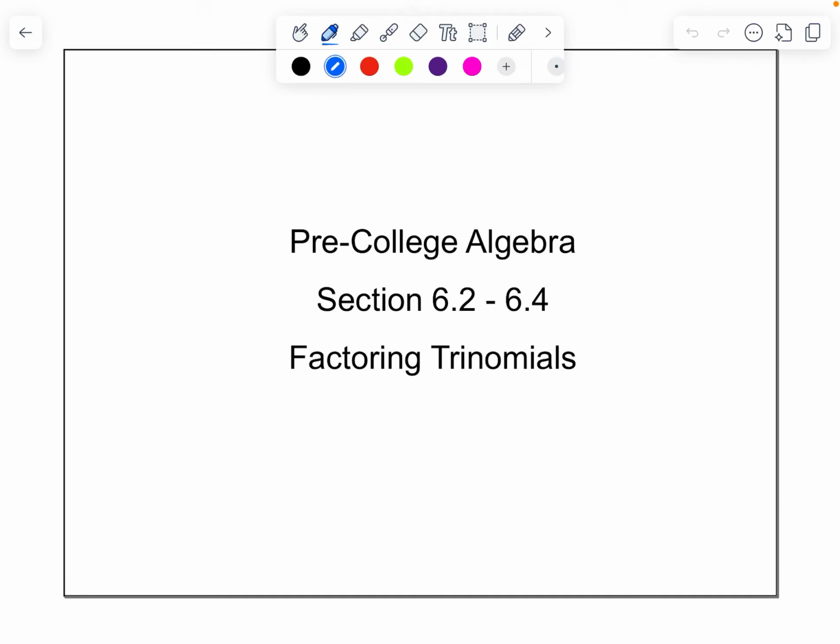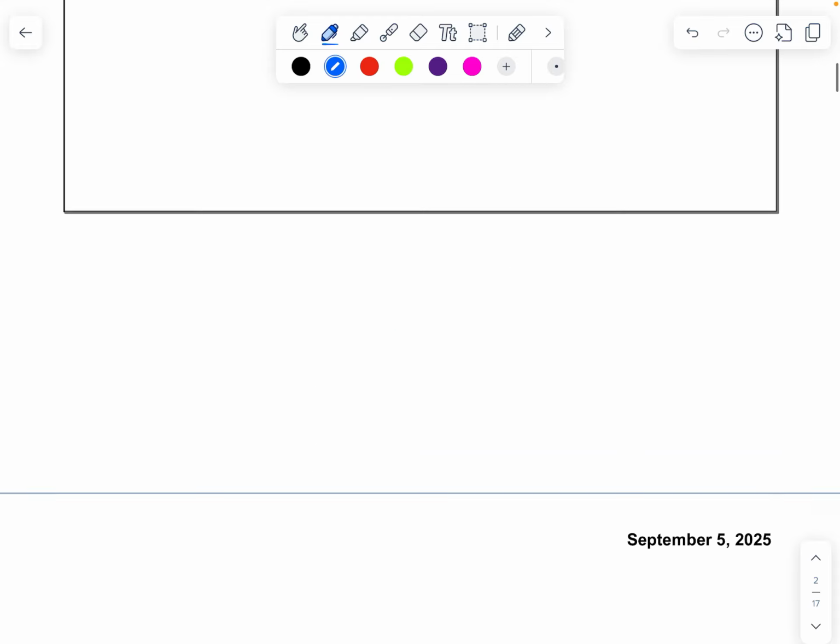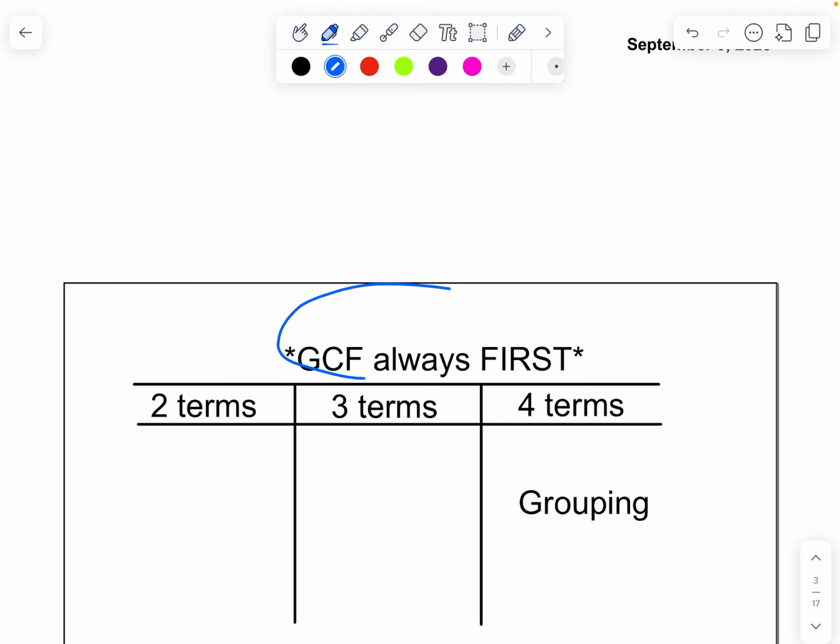We've been talking about factoring and what it means to factor, and the next topic that we're going to talk about is factoring trinomials. Trinomials means things with three terms, polynomials with three terms. So far what we've looked at is factoring using GCF and factoring things with four terms, and today we're going to look at factoring three terms.